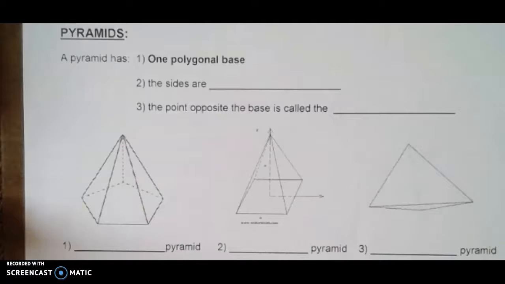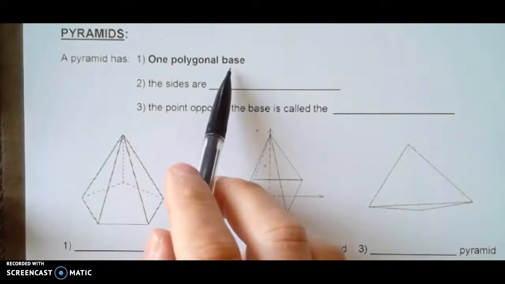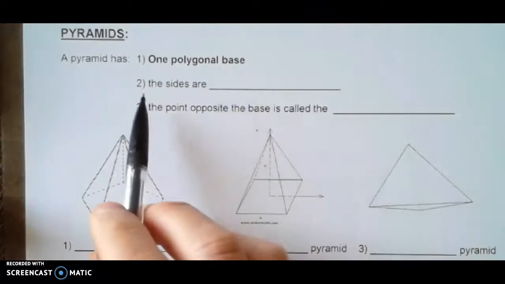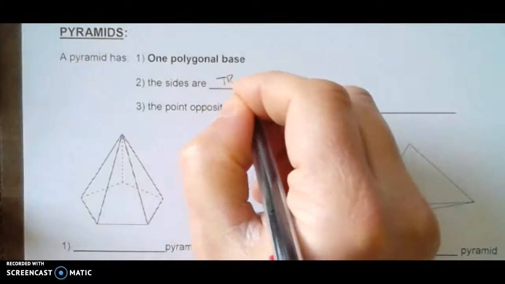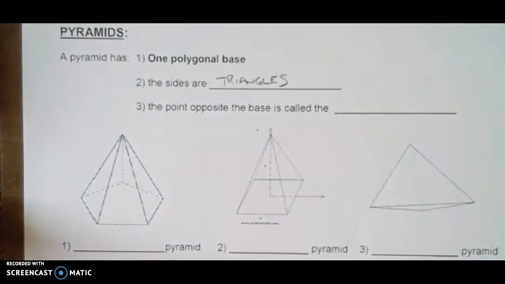The next type of solid that we're going to look at is called a pyramid. A pyramid has one polygonal base, okay? So a prism has two bases, a pyramid only has one base. All of the other sides on a pyramid are triangles. So that's another easy way to tell if you're dealing with a prism or a pyramid. If it's a prism, all of the other sides would be rectangles, but if it's a pyramid, all the other sides are going to be triangles.